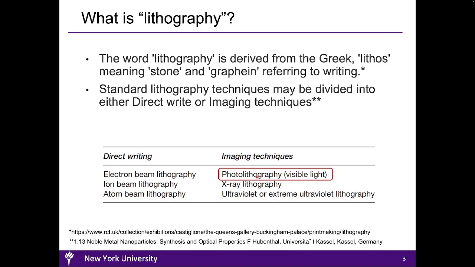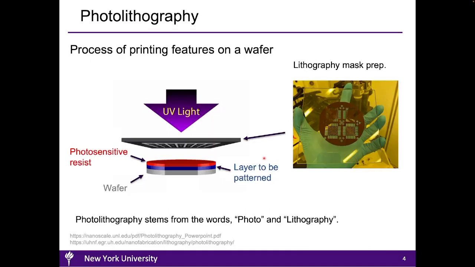To overcome this shortcoming of direct writing, an alternative paradigm is the imaging techniques. This class of lithography techniques uses light sources such as ultraviolet or extreme ultraviolet that can print features on large portions of a wafer in one exposure. As a result, these techniques provide high throughput and are suitable for manufacturing. In this video, we'll focus on photolithography as a basic example of light-based lithography techniques. The photolithography technique, as the name indicates, is a process that involves photons for printing features on a wafer.